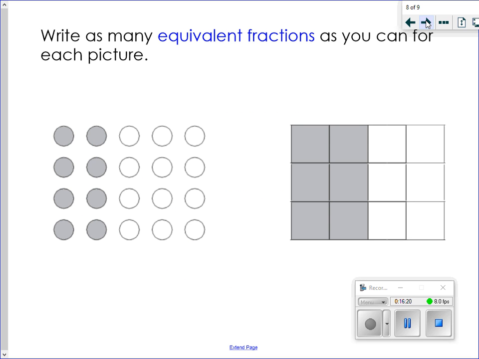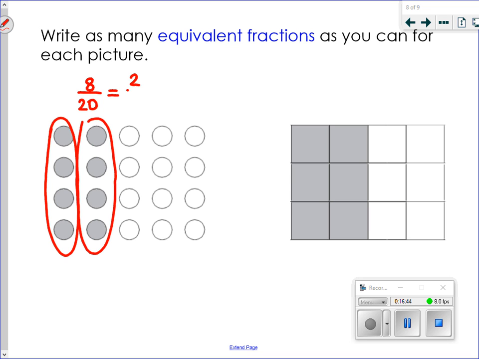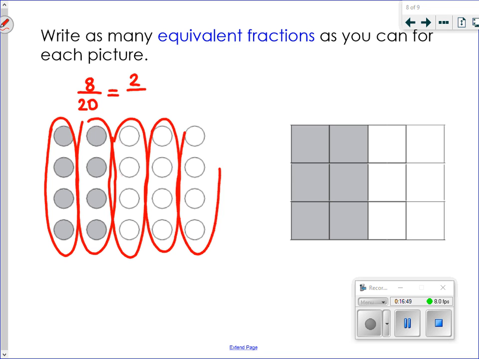Okay, let's see how many equivalent fractions we can write for these pictures. Okay, well, the most obvious one probably is just how many circles are shaded, 8, out of how many altogether? 20. Okay, 8/20ths are shaded. Okay, but what if I look at them this way? I have 2 equal groups out of 3, 4, 5. 2 out of 5 equal groups that are shaded, if I look at it that way.